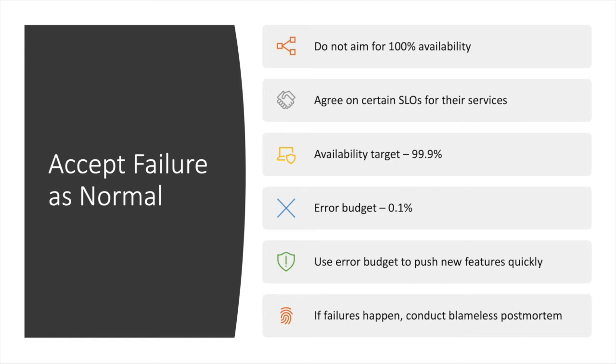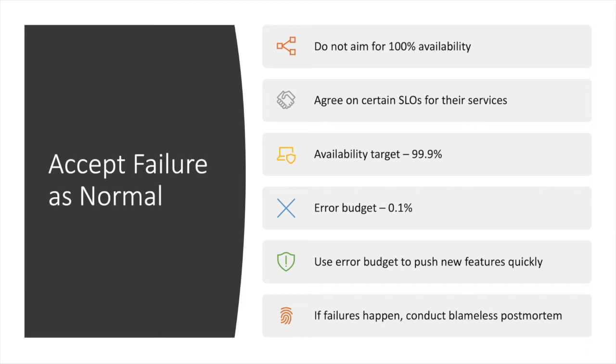Let's look at how the second principle is implemented by the SRE: accept failure as normal. SREs normally do not aim for 100% availability of the service. What developers and SREs do is agree on certain service level objectives for their services. I will discuss service level objectives in later videos, but an example would be for how much time the service is actually available. SREs do not aim for 100% uptime of the service.